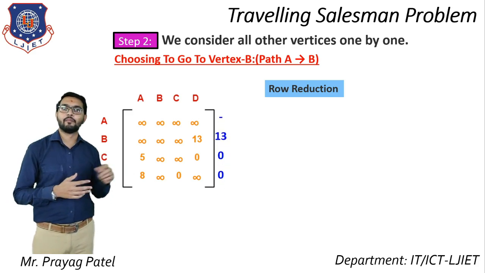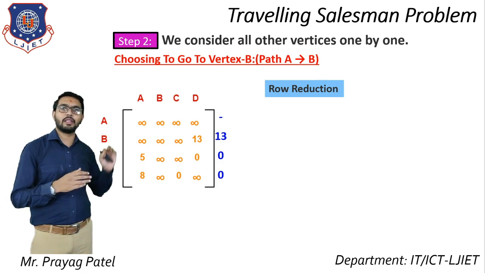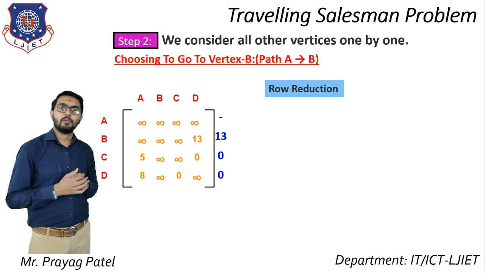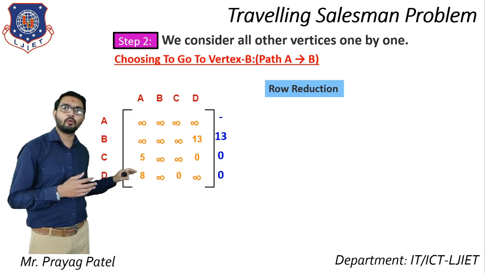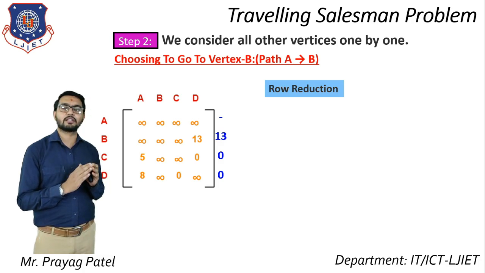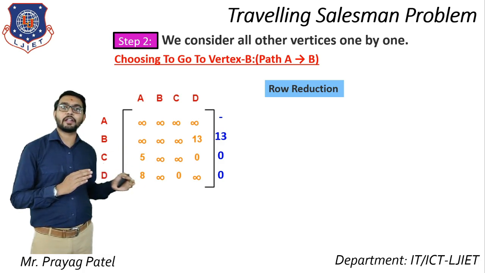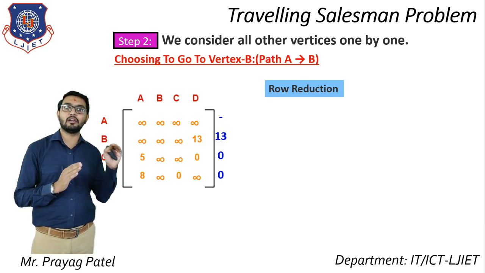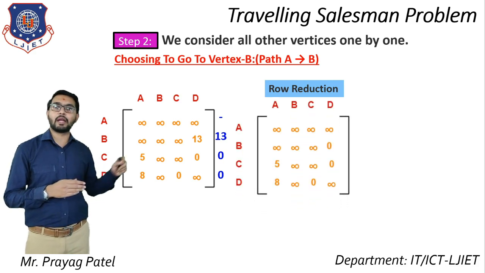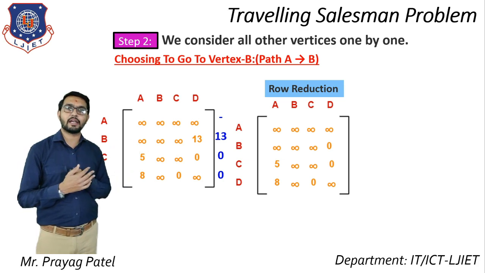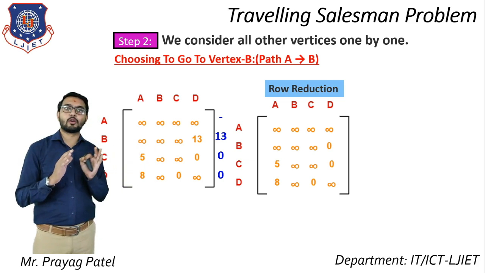Now first the row reduction step. In the first row all the entries are infinity, so ignore this row. For row B, the minimum value equals 13. For row C, minimum value 0. For row D, minimum value equals 0. So here row reduction cost equals 13. Then after performing this reduction, the reduced matrix is obtained by subtracting 13 from your second row, means row B. So here the resultant matrix has value 0 at location BD, because all remaining values are infinity. So this is the row reduced matrix.